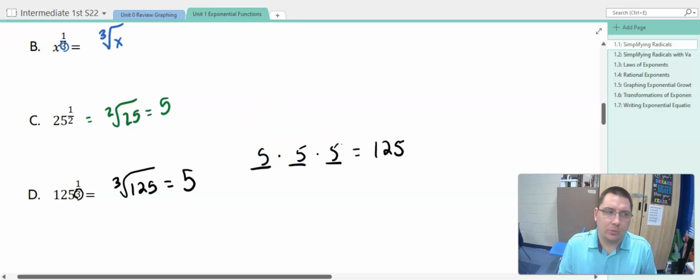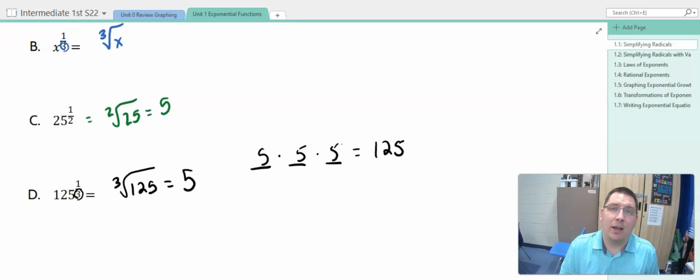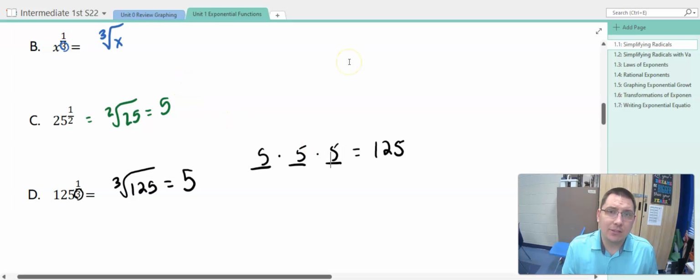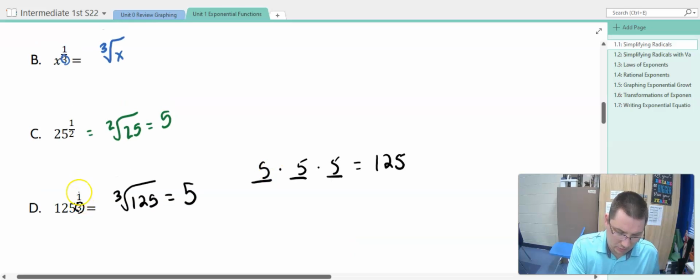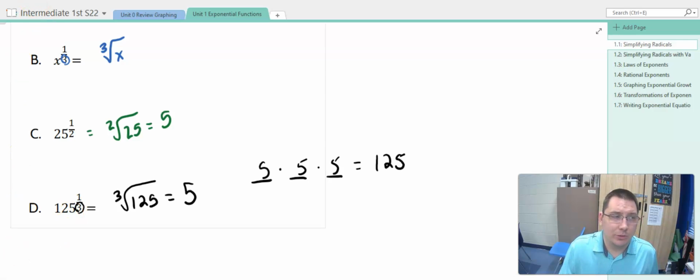Okay? And so as we simplify these radicals, that's what we're looking to do, is be able to simplify the powers that we see. Okay? And so in the next example, we're going to look at, well, what if the exponent's not 1? What if the exponent were 2 or 3 as the numerator there? So let's look at those.